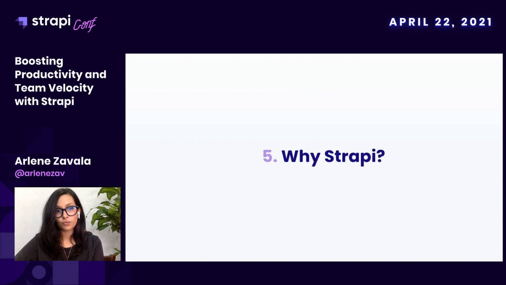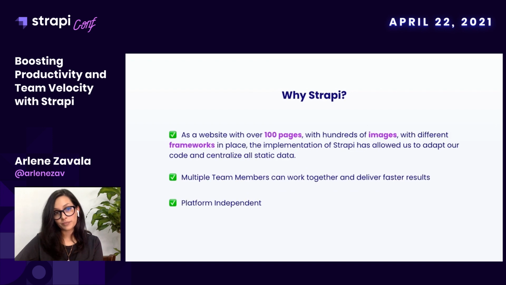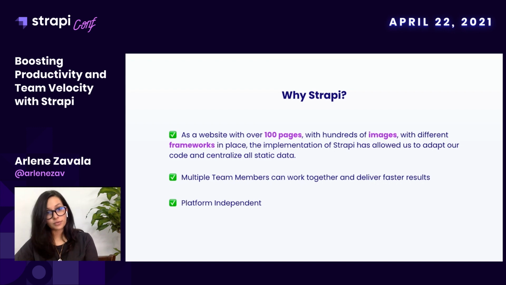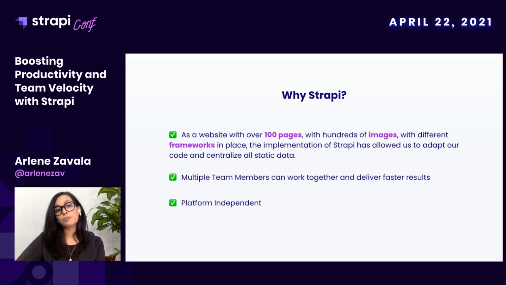Why Strapi? As I mentioned, as a website with over 100 pages with tons and tons of images with different frameworks in place, the implementation of Strapi has allowed us to adapt our code and centralize all of our static data. Multiple team members can work together and deliver faster results. And it's platform independent. Keyword.